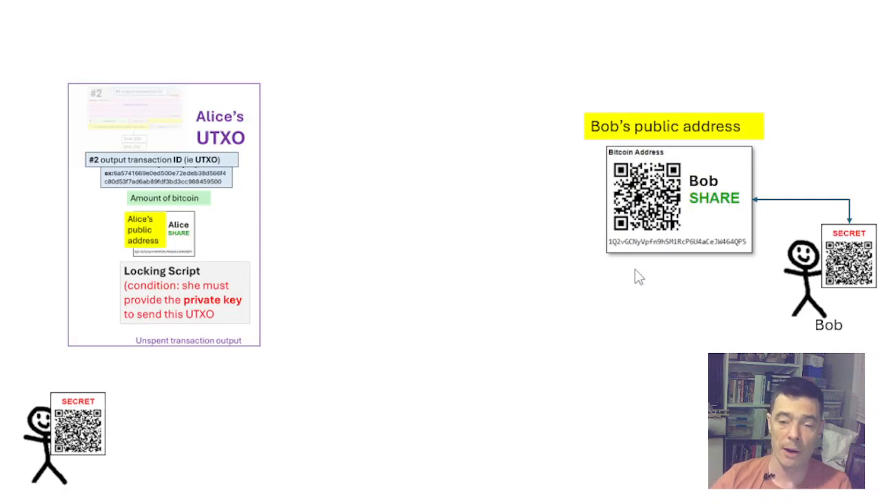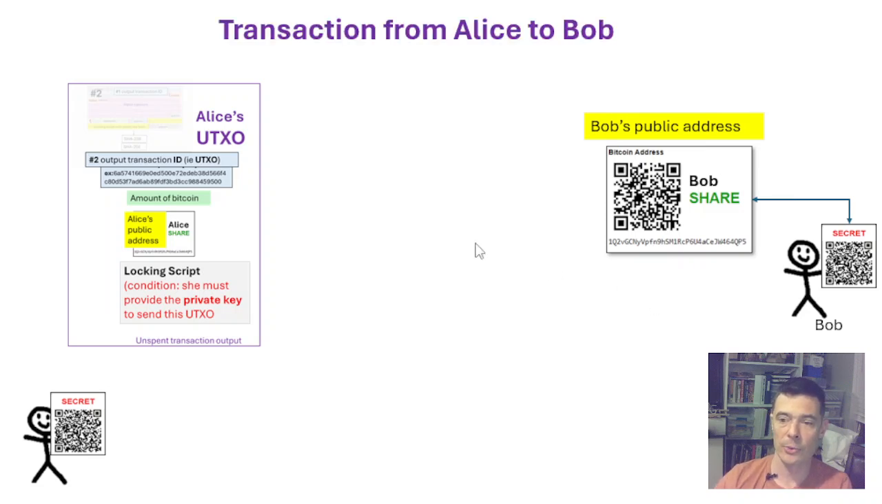So now from Bob, Alice gets his public address, where he wants her to send the Bitcoin, where he wants it to go. And now she's going to start creating the transaction.